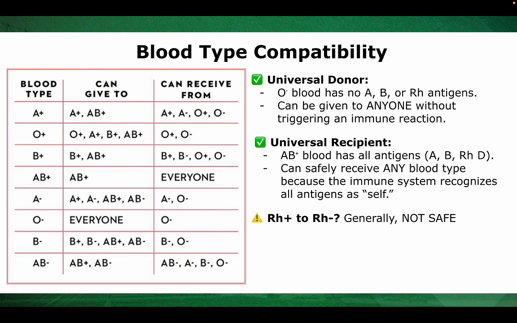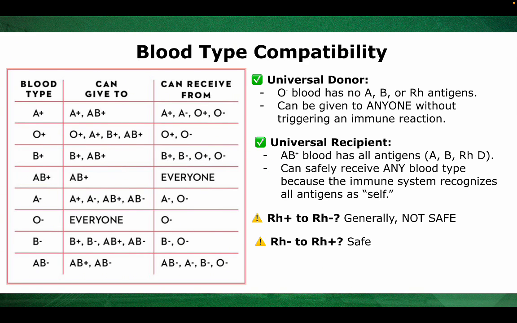Now, a question: can Rh positive blood be given to Rh negative people? Not generally safe. If you give Rh positive blood to someone who is Rh negative, their immune system recognizes the D antigen as foreign. This can cause them to produce anti-Rh antibodies and can lead to a dangerous transfusion reaction.